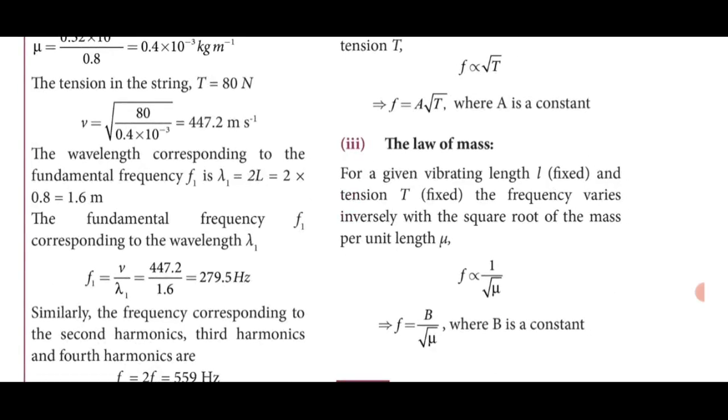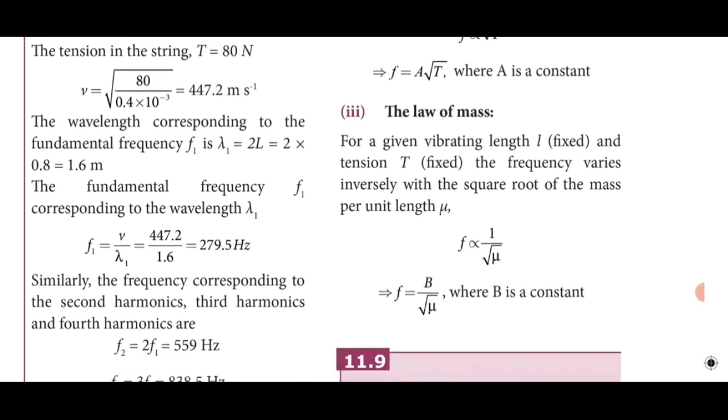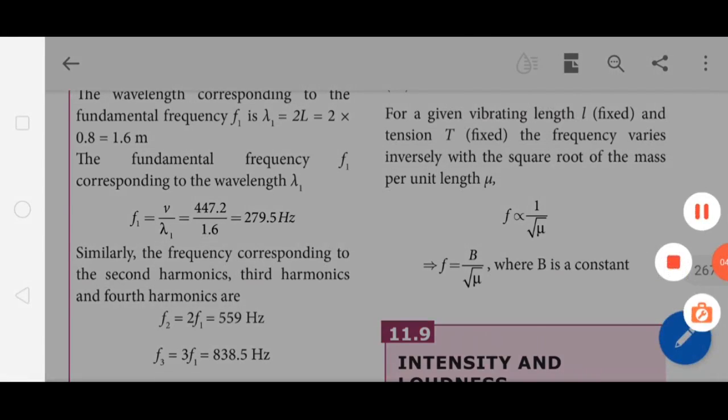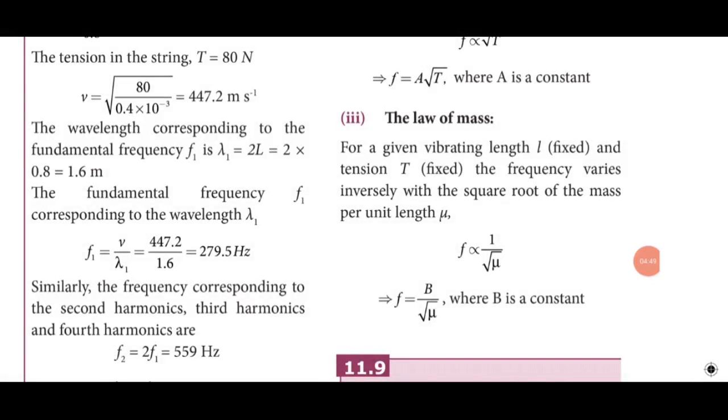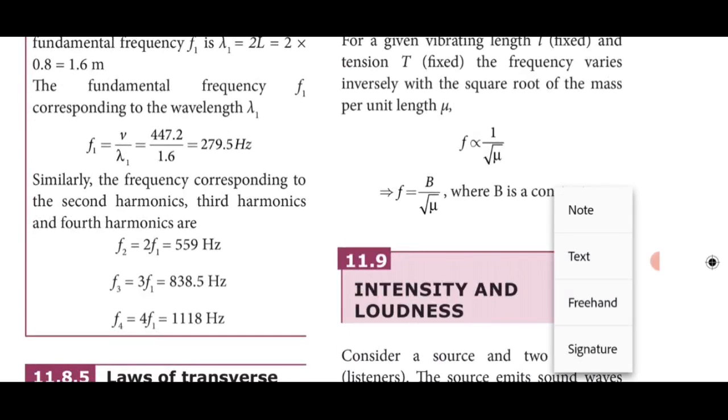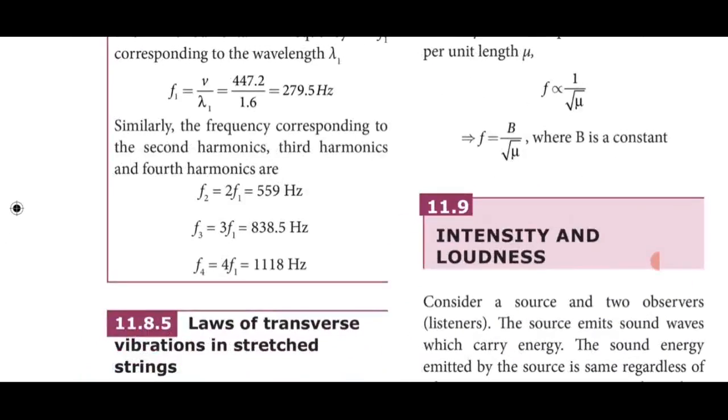Next is the law of mass. Here also the length is fixed and the tension is fixed, and the frequency varies inversely with the square root of the mass per unit length. So F is proportional to 1/√μ, that is F = B/√μ. Here B is a constant. So these are the three laws of the transverse vibrations of a stretched string.